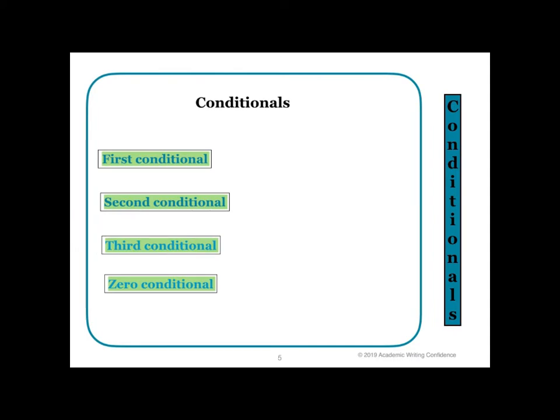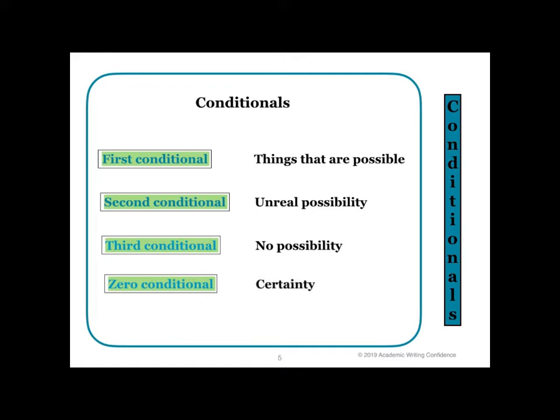Now there are 4 different types of conditional sentences. The first conditional is used for things that are possible. The second conditional is for unreal possibility, something that probably won't happen, but it could. The third conditional is when there was no possibility of something happening. And finally, the zero conditional is when something is for certain. There is a certainty that this would happen.